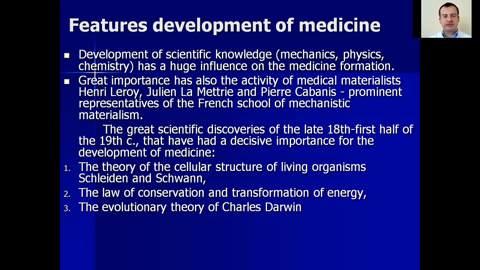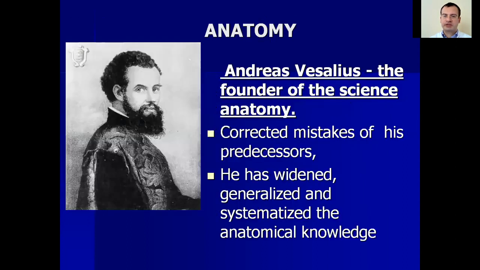The great scientific discoveries of the late 18th and the first half of the 19th centuries, such as the theory of the cellular structure of living organisms of Schleiden and Schwann, the law of conservation and transformation of energy, and the evolutionary theory of Charles Darwin.